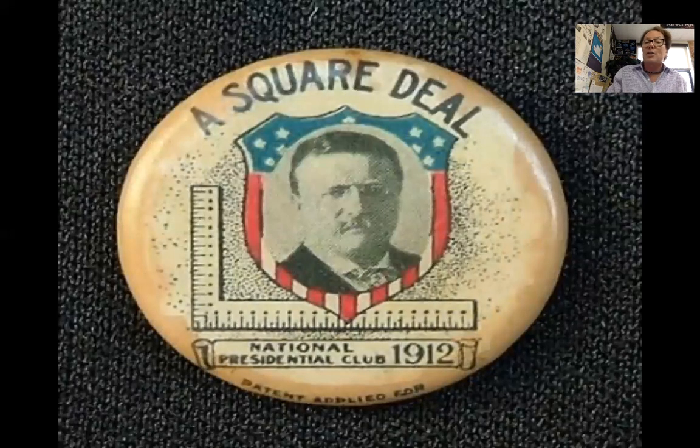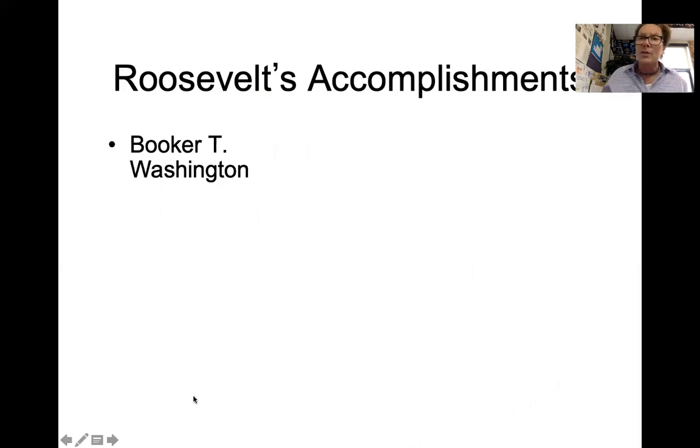So if you direct your attention to the overhead screen, this is a campaign button in which Roosevelt's promising a square deal, but notice the year, 1912. So Roosevelt actually runs for the presidency again. He's going to win in 1904. He's not going to run in 1908, but he does run in 1912, and he ends up losing that election to the last of our progressive presidents, Dr. Thomas Woodrow Wilson.